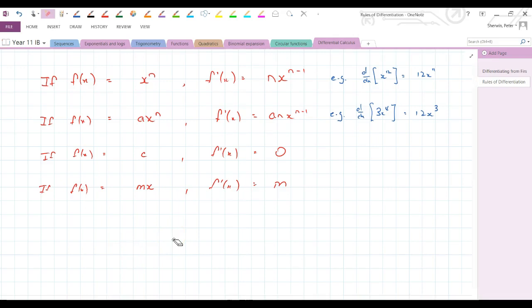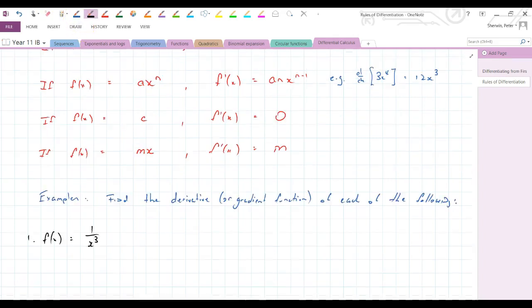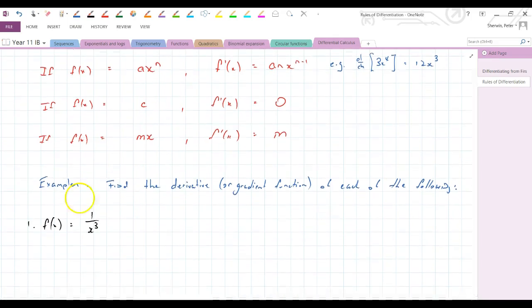Pinching from your textbook. We're looking at page 203 here. So I'll pause while we do some examples. Okay, so let's have a look at some examples here. The task is to find the derivative or gradient function, same thing, of each of the following.